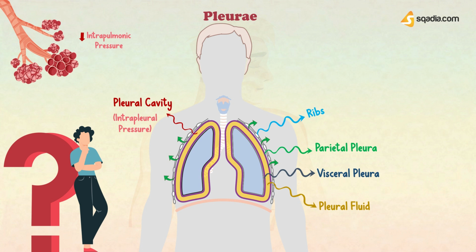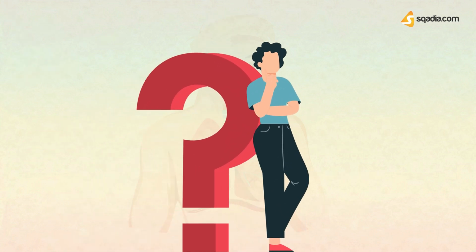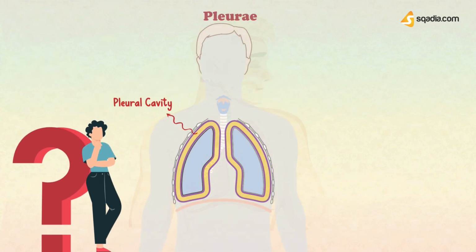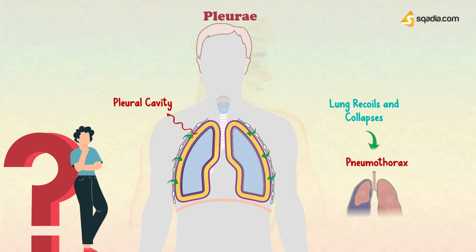Now, what do you think can be a consequence of a punctured thoracic wall? Well, if the thoracic wall is punctured, air from the atmosphere will rush into the pleural cavity, transforming what is normally a potential space into a space filled with air. As a result, the negative pressure that characterizes the pleural cavity is lost, and the lung recoils and collapses. This is called a pneumothorax.